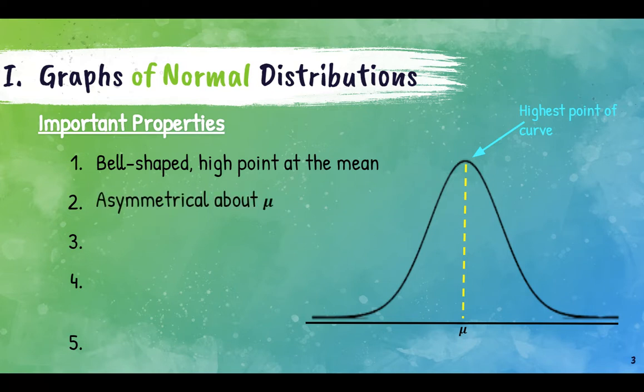In a normal distribution, your data will be symmetrical about mu. Mu is the average, so you have the same amount above and below the mean.